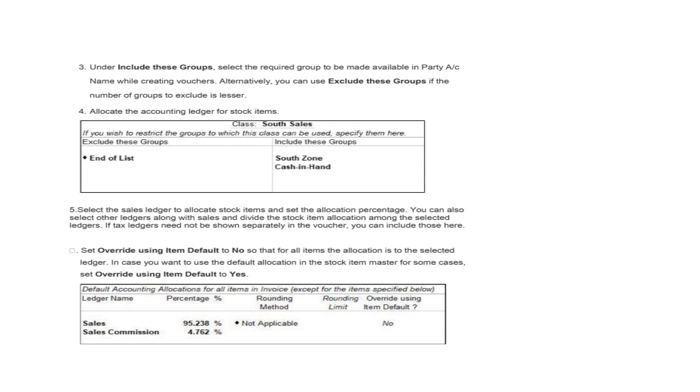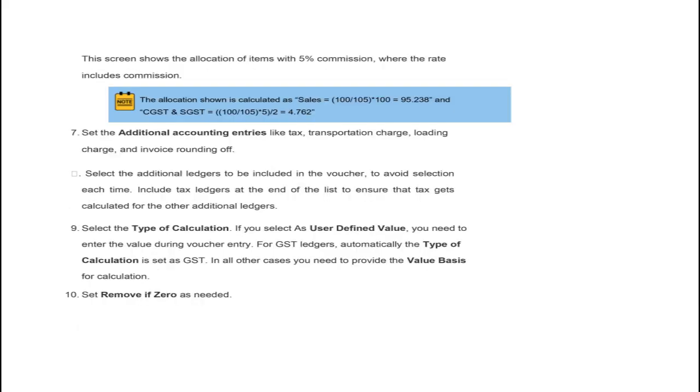4. Allocate the accounting ledger for stock items. 5. Select the sales ledger to allocate stock items and set the allocation percentage. You can also select other ledgers along with sales and divide the stock item allocation among the selected ledgers. If tax ledgers need not be shown separately in the voucher, you can include those here. Set Override using Item Default to No so that for all items the allocation is to the selected ledger. In case you want to use the default allocation in the stock item master for some cases, set Override using Item Default to Yes. This screen shows the allocation of items with 5% commission, where the rate includes commission.